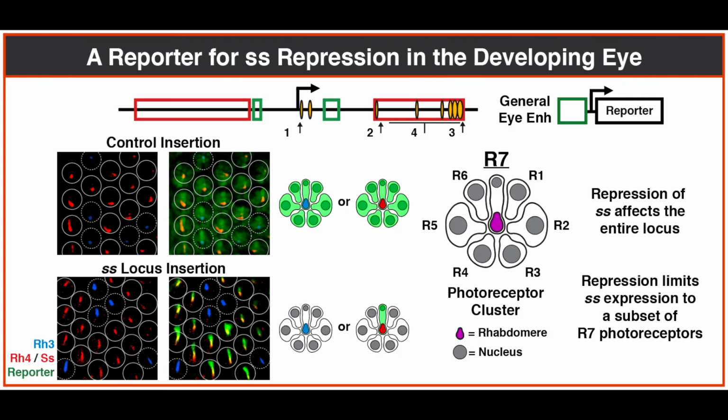In an endeavor to visualize spineless repression across the locus, I developed a repression reporter assay. Here, a reporter driven by a general eye enhancer has been inserted into different locations across the spineless locus. We hypothesized that repression of spineless would be sufficient to block expression of the reporter. Indeed, we find that in our control, the reporter is expressed in all photoreceptors. However, when the reporter is inserted into the spineless locus, expression is restricted to spineless expressing R7 photoreceptors. These data suggest that spineless repression affects the entire locus.